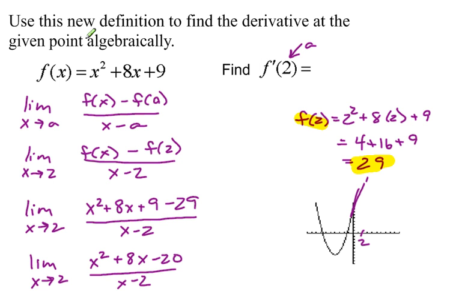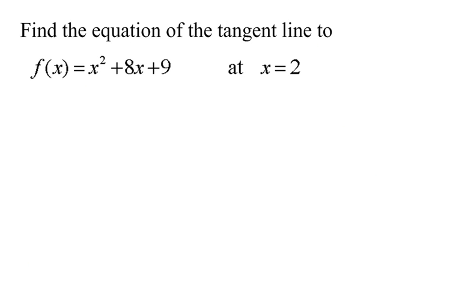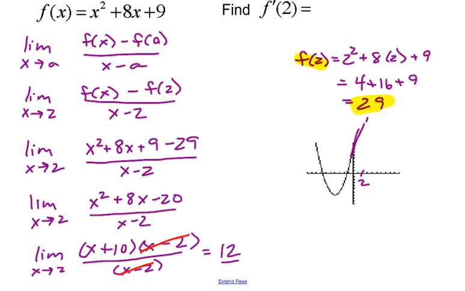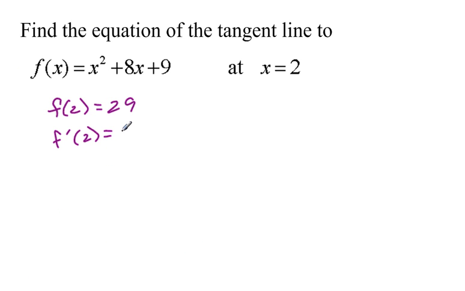f of 2 equals 29. I'm going to transfer that information over here. So we knew that f of 2 equals 29 from the previous one. And the other thing we need is our slope. What was f prime of 2? Let me just look at my previous work, scroll down to the bottom, and there it is. There's my answer. It was 12. So f prime at 2 equals 12. So to write the equation of my tangent line, in point-slope form, y minus 29 equals 12 times x minus 2. And now we're done with this slide.